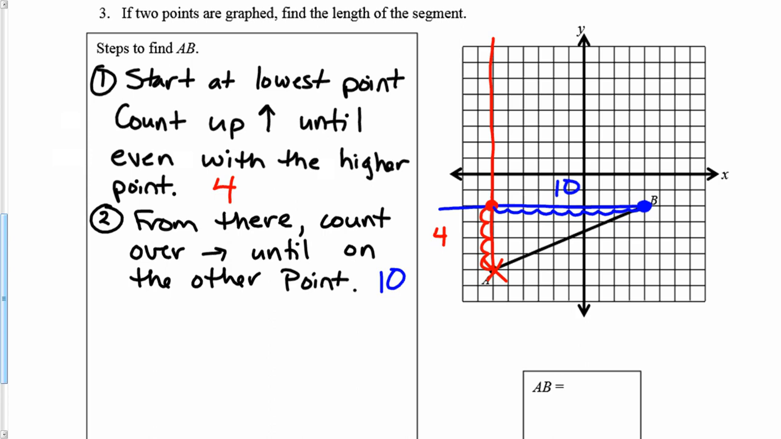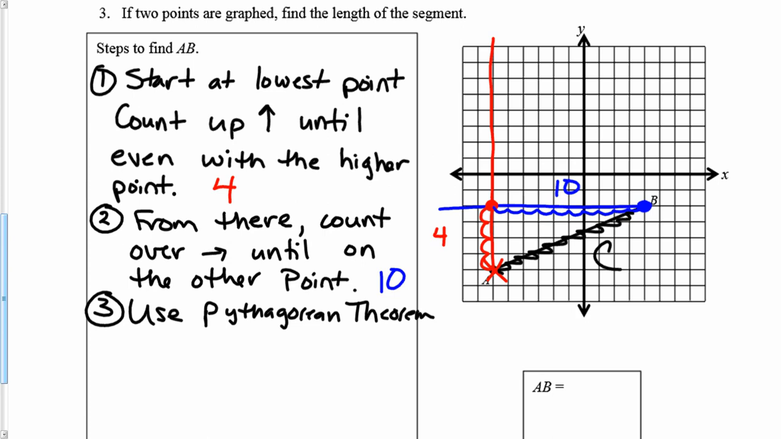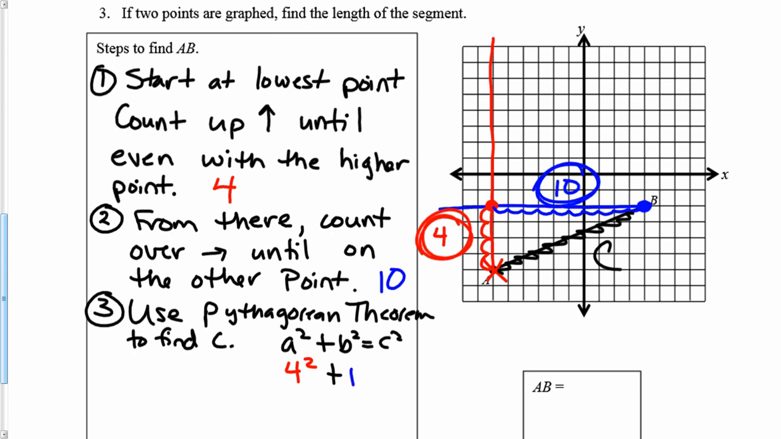So now all I have to do to find this slanty line here, which is my C, is Pythagorean theorem. So step 3 is use Pythagorean theorem. And again, you don't have to write all this down to find C. And I'm going to write down Pythagorean theorem because you do need to know that. You shouldn't have to look that up. So I need something for my A. My A is 4. I need something for my B. My B is 10. And then I'm trying to find C.